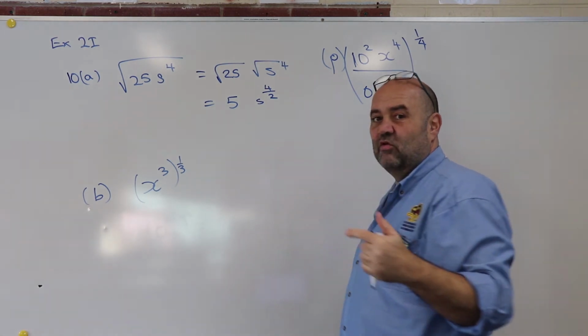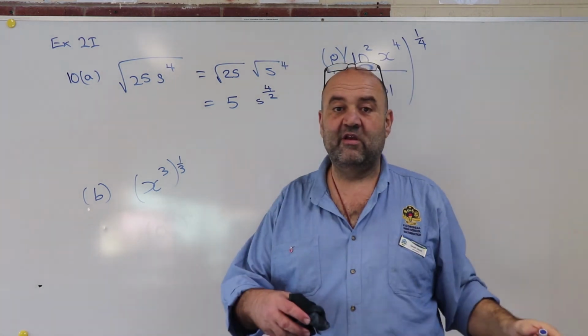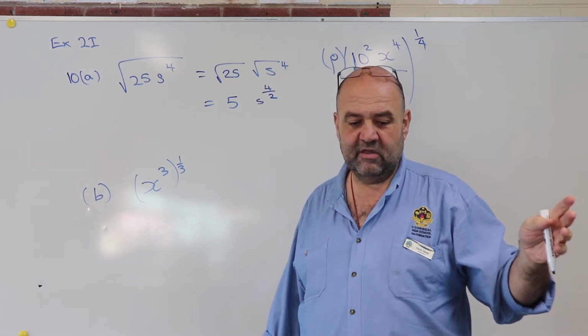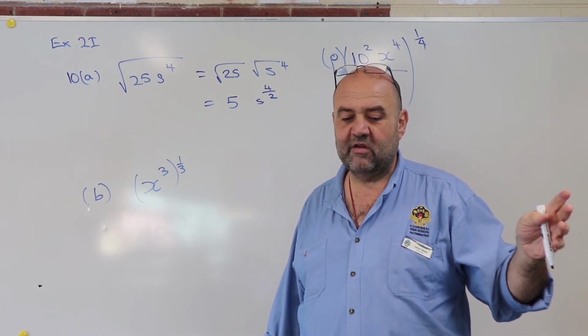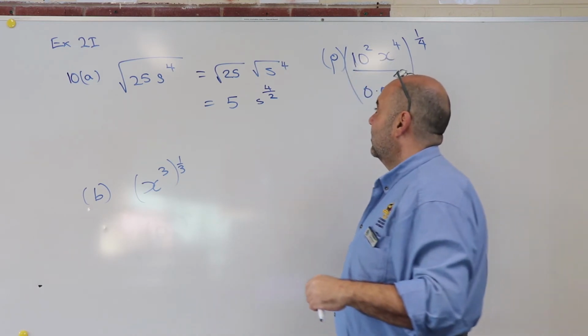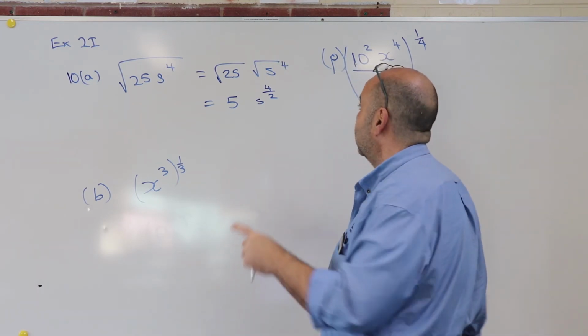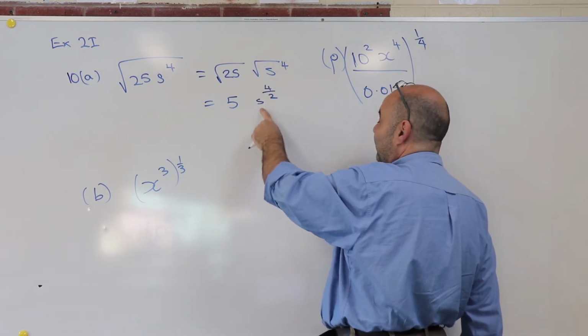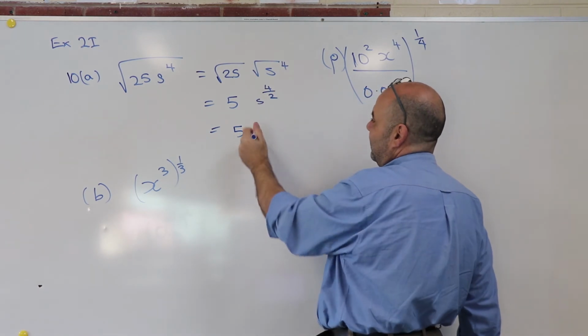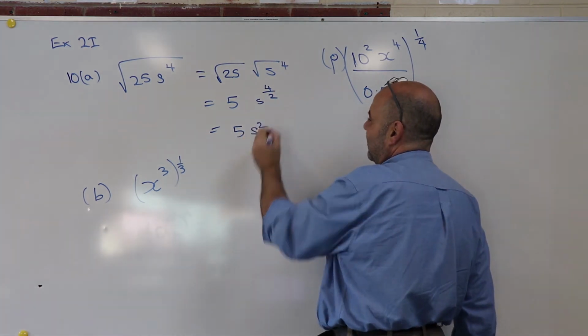Right? That's that index law in reverse thing that we saw in question 8. No, in question 7. Yep, question 7. I'm pretty sure it was question 7. So we've covered it in an earlier video anyway. So the square root of s to the power of 4 is s to the power of 4 on 2. Well, that's 5. 4 divided by 2 is 2, so it's just 5s squared.